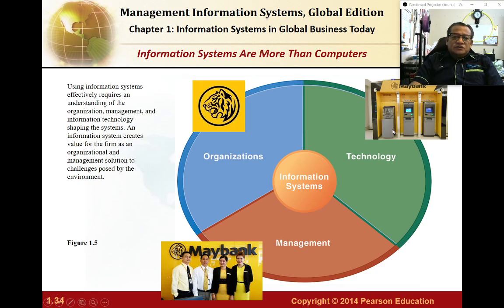So it needs to be complemented with the organization, which is Maybank itself, the organizational structure, right? At the center here is the information system itself, right? And the management who manage the whole technology and the company itself. So these are the overall components that make up the IS system to work properly for a business organization.